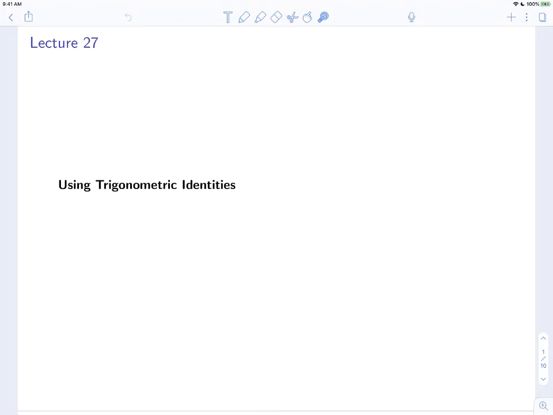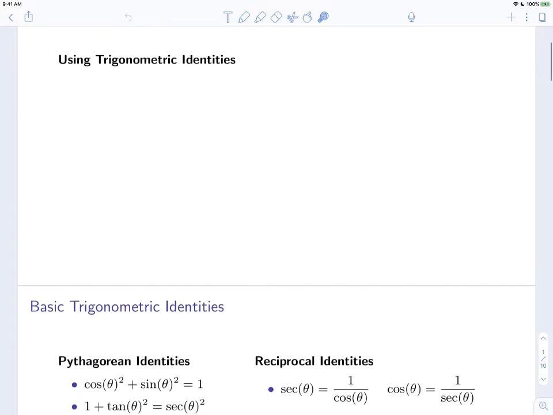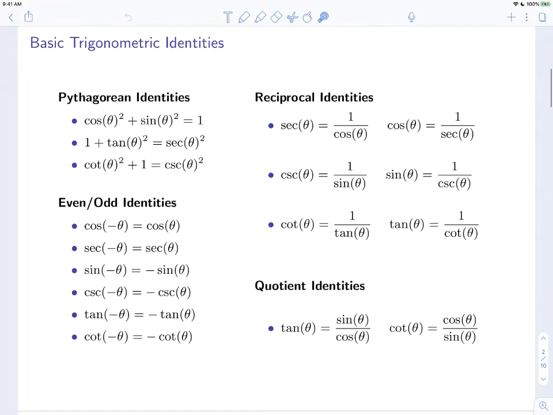In this video, we'll talk about how to use trigonometric identities to verify relationships between trigonometric functions. The basic trigonometric identities are listed here. We have the Pythagorean identities.